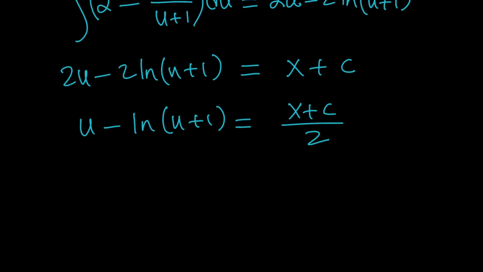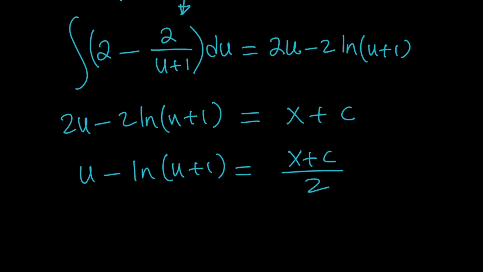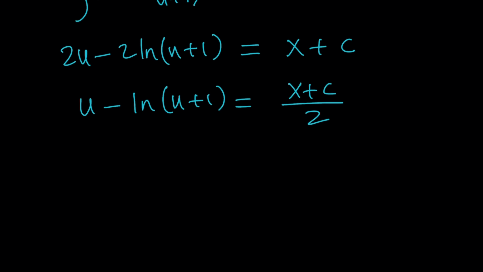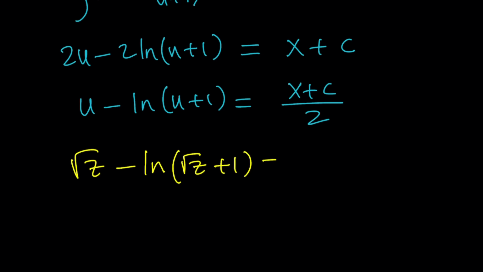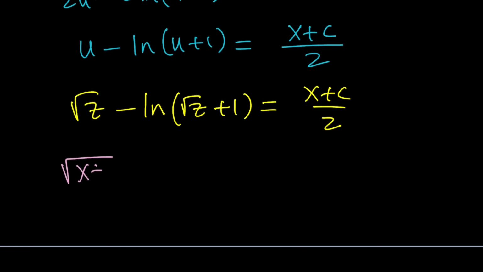Great. Now we have to back substitute. What is u? What did we call u, right? Square root of z. So let's go ahead and replace u with square root of z, and it's going to be square root of z minus ln square root of z plus 1 equals x plus c over 2. But wait a minute, where does z come from? What is z? Well, z is x plus y, so we have to back substitute one more time. So it's going to be the square root of x plus y minus ln square root of x plus y plus 1, so on and so forth.